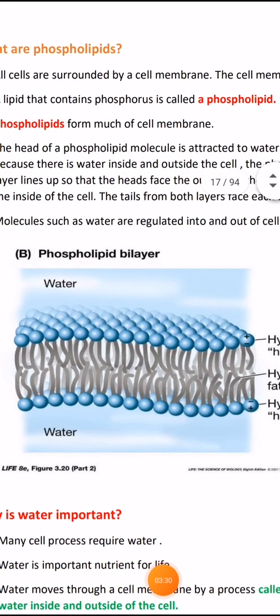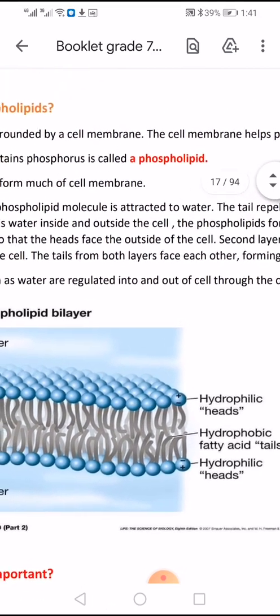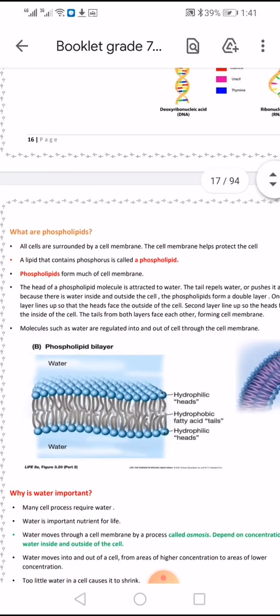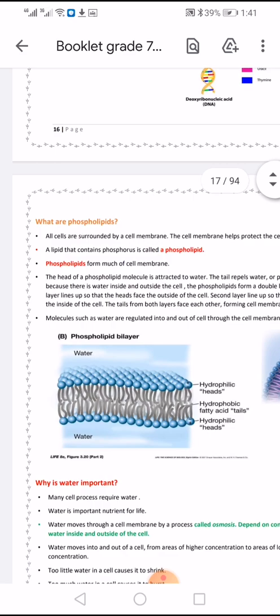This is the cell membrane, or part of the phospholipid bilayer. This is part of the cell membrane that is made up of phospholipids. Look at this molecule. Phospholipids form much of the cell membrane. Look, it's like a head and tail. The head of the phospholipid is attracted to water. The tail repels the water, or pushes it away, because there is water inside and outside the cell.